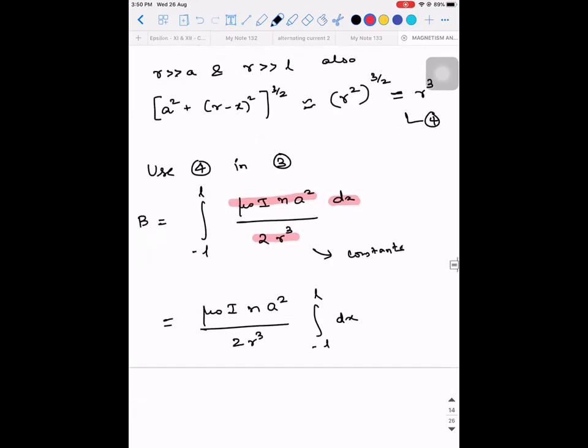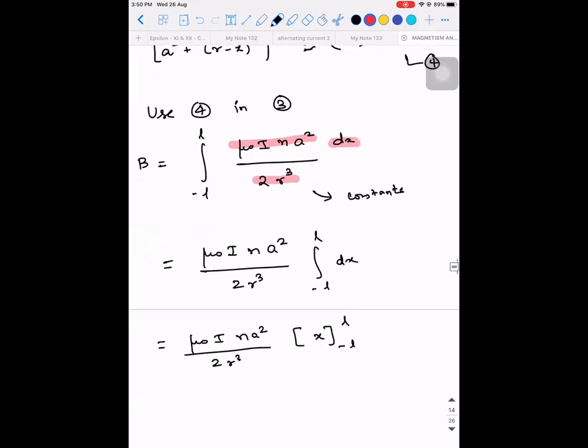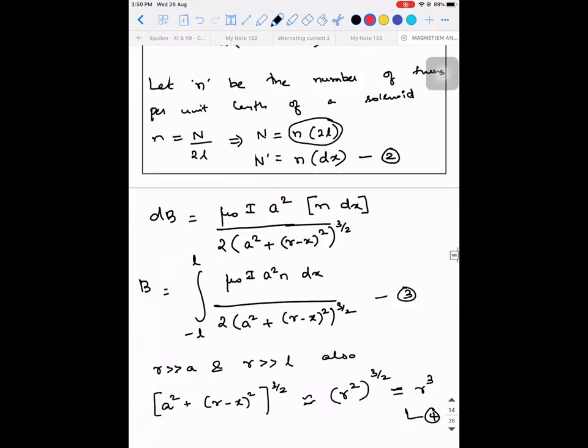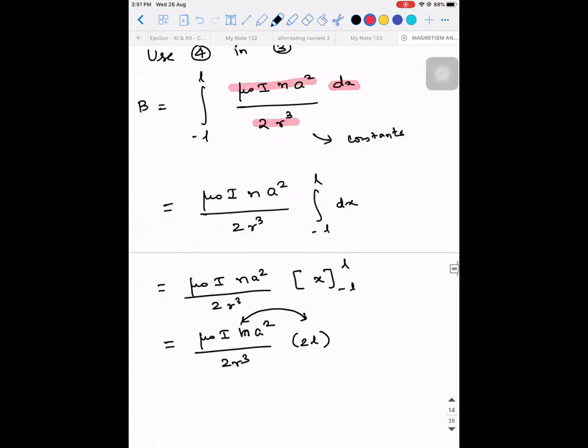What is the integral of dx? X. X squared divided by 2r cubed, into the integral of x dx, with x from minus L to L. If you integrate it, what do you get? Mu naught I into 2L, a squared divided by 2r cubed, into 2L. This n into 2L is what? We have already written that expression. The small n, capital N. So this will be equal to mu naught N I a squared divided by 2r cubed. This is going to be the final expression for B.